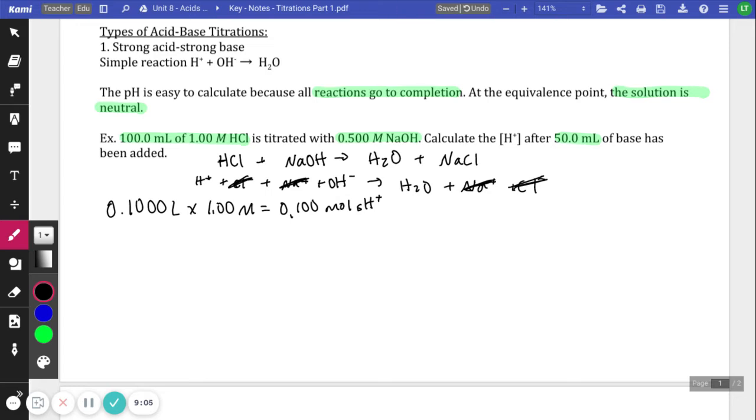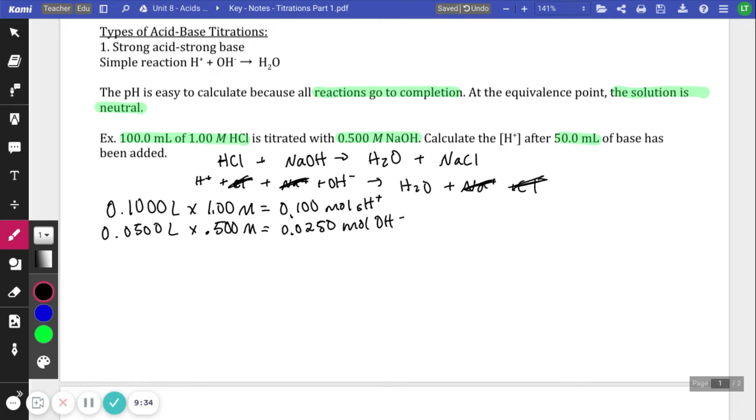Okay. Then I need to do the same thing with my base. So I have 50 milliliters, which would be 0.0500 liters of base times the molarity, which is 0.5 molar. So when I solve that, I get that I have 0.0250 moles of hydroxide.